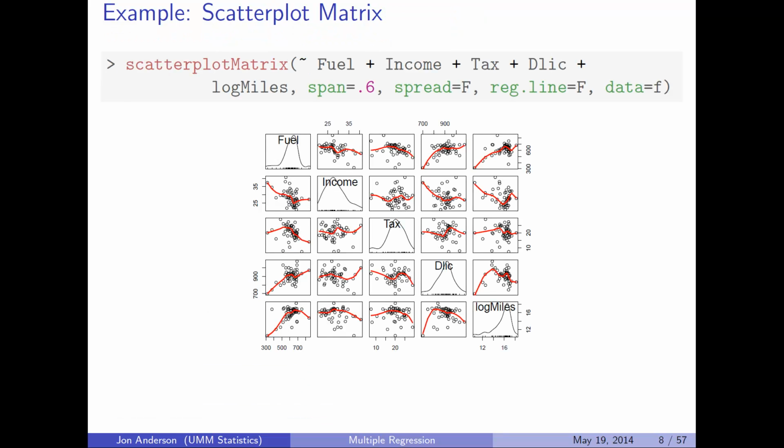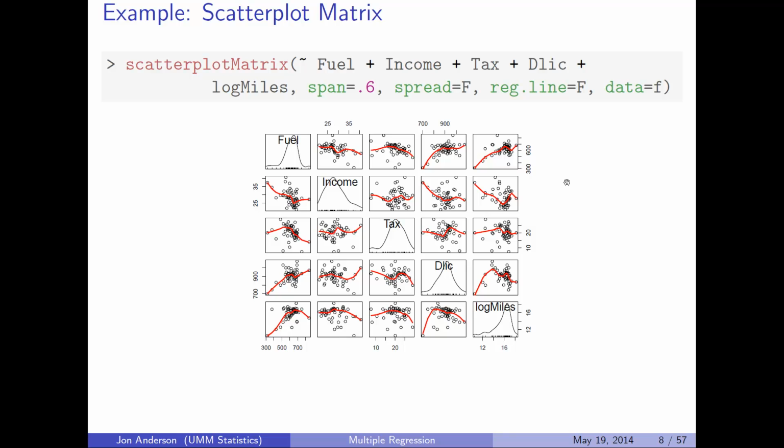Another very basic summarization of a data set is a scatter plot matrix. And so what I've done here is I've created pairwise scatter plots with fuel consumption, income, tax, DLIC, and log mileage. I have a smoothed mean function traced out in red, and I have chosen to not put the least squares summary regression line on these plots.